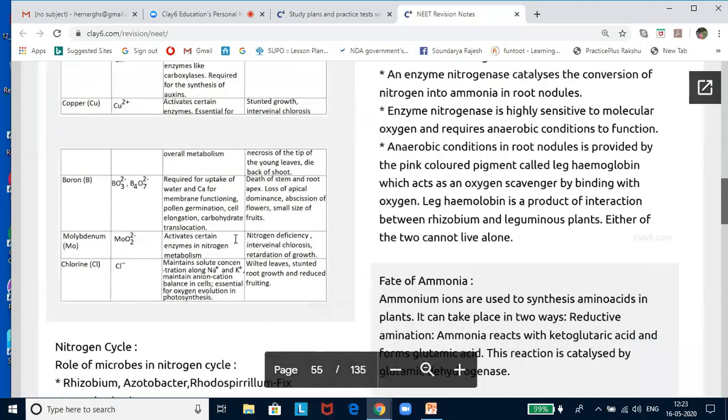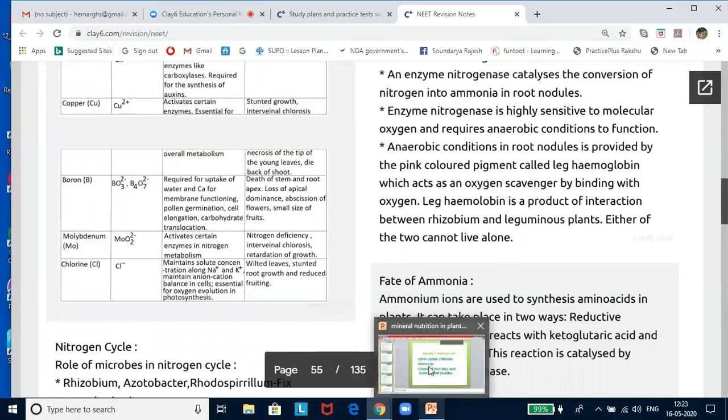Now it is boron. Boron is absorbed in the form of borate ions. It favors absorption of calcium and produces root nodules in the legumes. Now boron is required for cell elongation and carbohydrate translocation too.